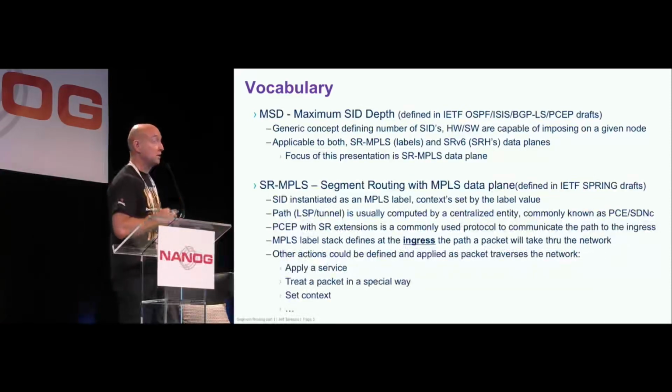What's important is that this only applies to the ingress node, since we are talking about source routing, and the ingress router or device is the node that defines the path through the network. This is the device that's going to push the SID stack down.